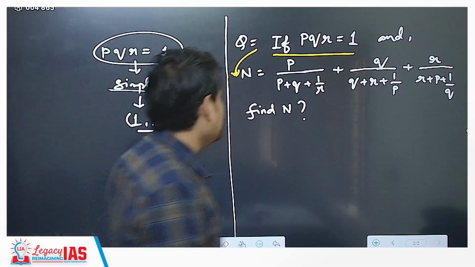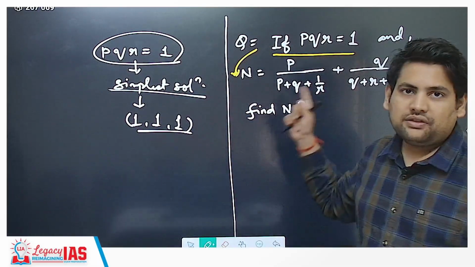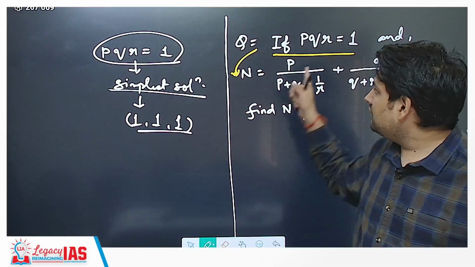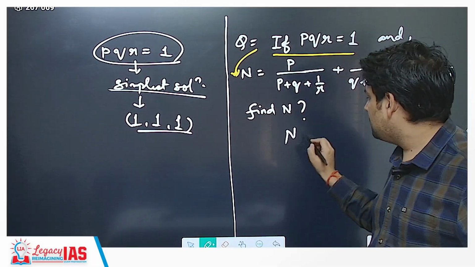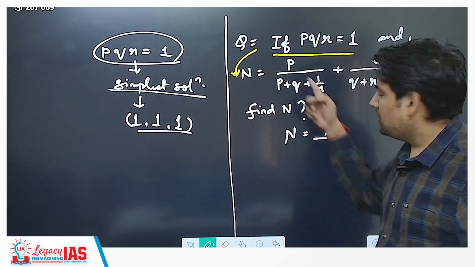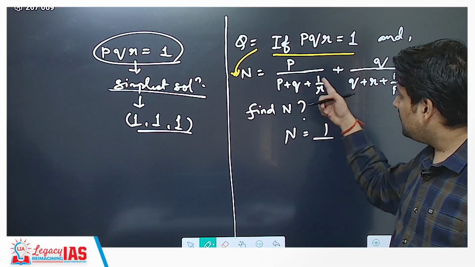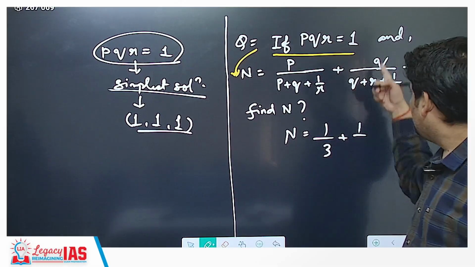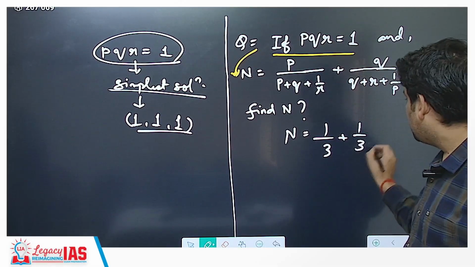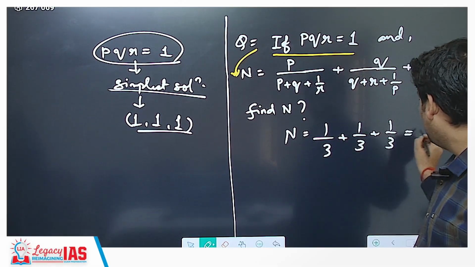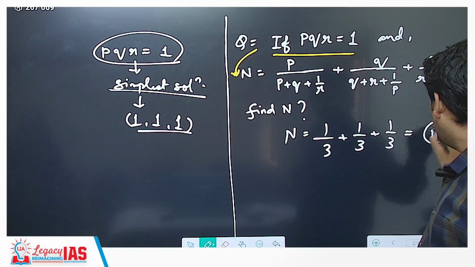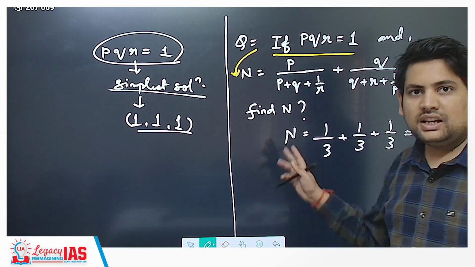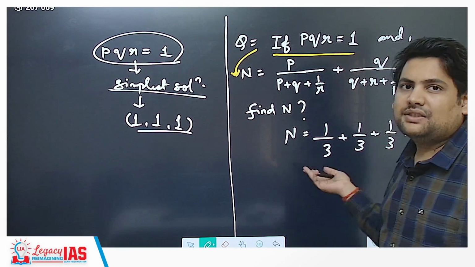Now, the next thing that you need to see is whether N is defined or not. Now you put 1, 1, 1 here. What do you get? N is equal to, now you put 1 here, so in place of P, 1, and here 1, 1. 1 by 1 is also 1. So this becomes 1 by 3 plus, similarly, it will be for this also, so 1 by 3 plus 1 by 3. What did you get? You got 1. Now is N defined? Yes. N is completely defined. That's why this becomes your answer.